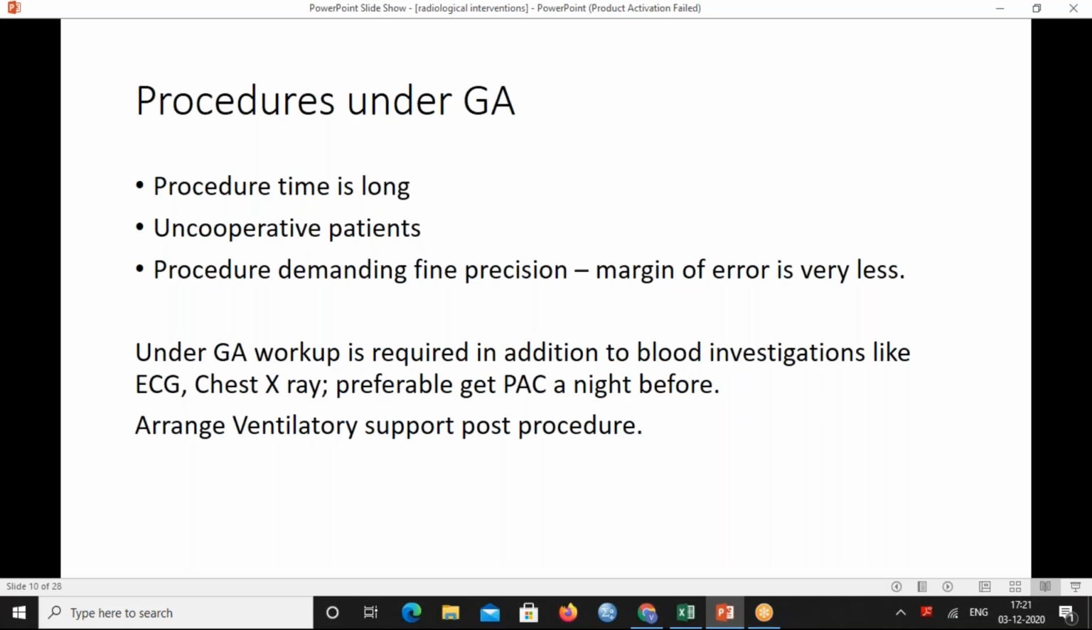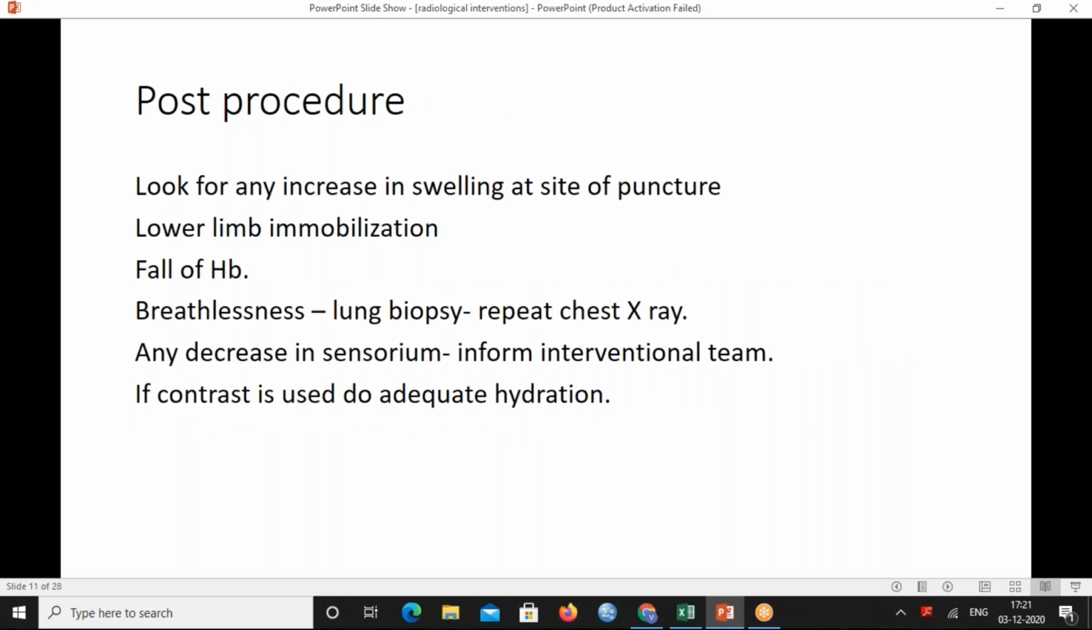And for the general anesthesia workup, some more blood investigations are required along with the ECG and chest X-ray. And preferably, it's better to get a pre-anesthetic checkup a night before the procedure. And if there is suspicion of delayed extubation, then ventilatory support post-procedure should be arranged beforehand.